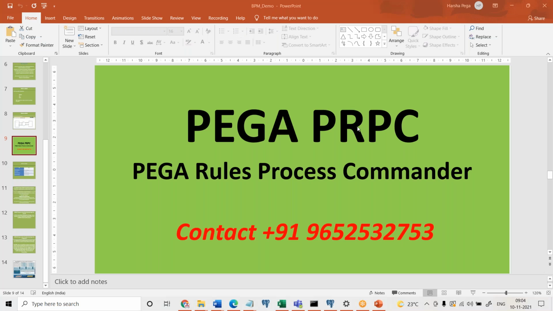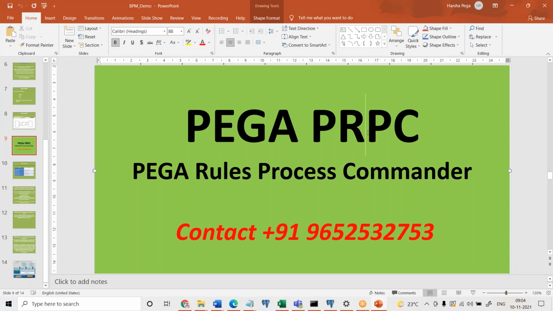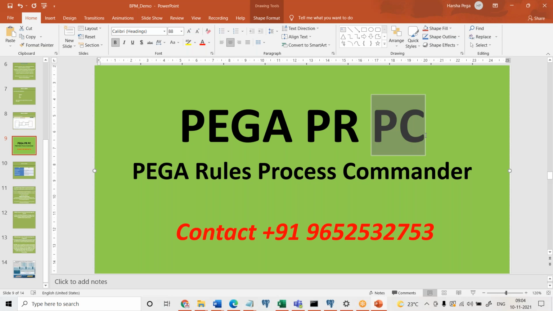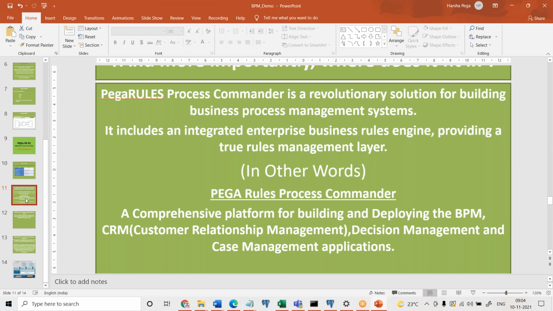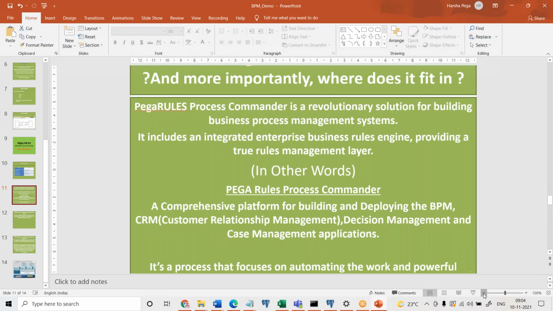So now, if you divide PRPC into two parts, PC is Process Commander, PR is Pega Rules. Process Commander interacts with the Pega Rules rule base, and drives Pega Rules from the rule base to the application to achieve the goal. So now let's go to the 11th slide, which is a continuation of yesterday's demo, 11th slide onwards.